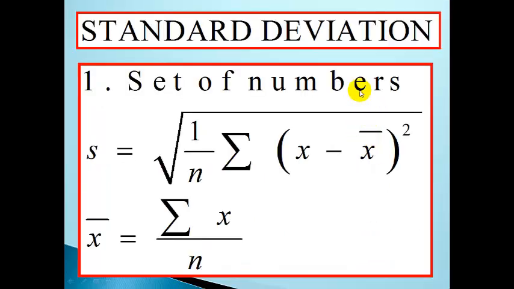Now we have what we call the standard deviation. We have the standard deviation of a set of numbers, and it is given by s equals the root of 1 over n, summation of x minus x bar all squared, where x bar is the mean. That is summation of x over n. Now let's take an example and see how best we can solve the example.